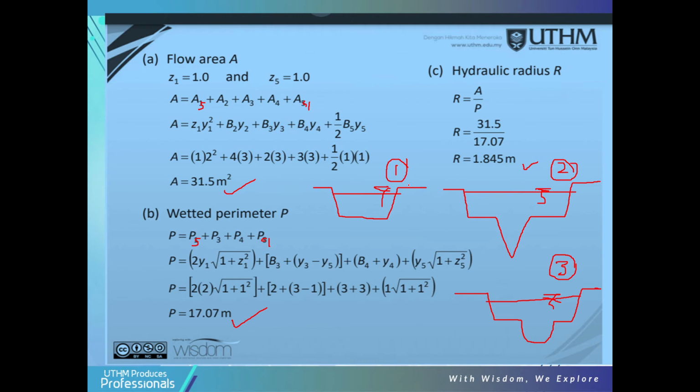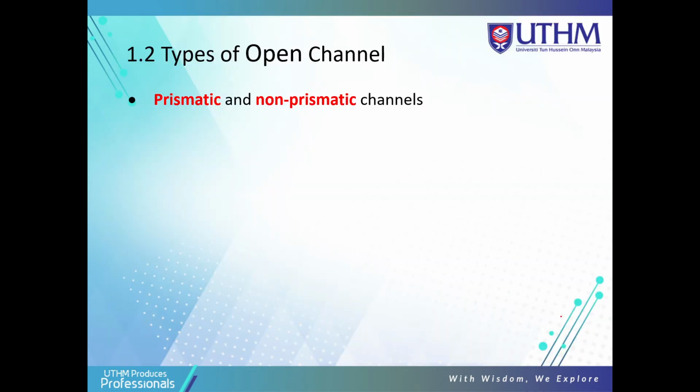Maybe we use a single type of open channel. Maybe we can combine 2 types of channel, or also combine 3 types of channel. It depends on your question. So that's also how we look at the types of open channel. Open channel can be explained as prismatic and non-prismatic channel.